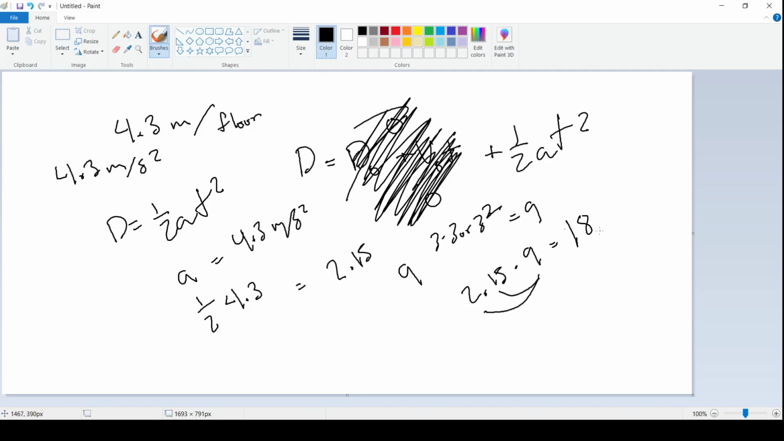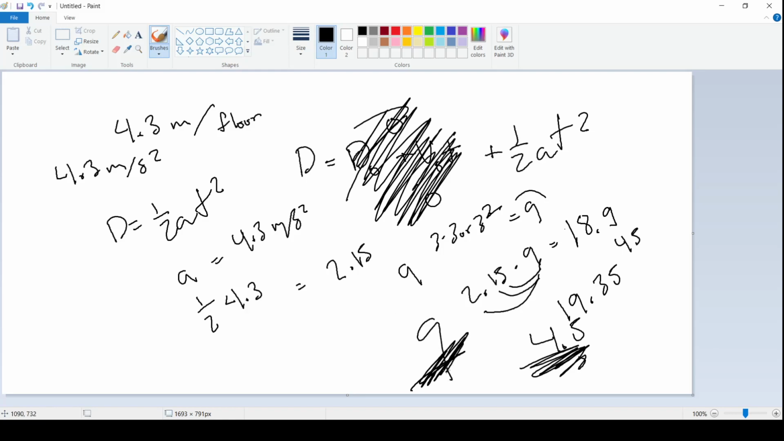Okay, so let's take this. So 0.9. Now let's add this one. 0.5, that'd be 0.45. So in reality, we have 19.35. Now let's take 19.35 divided by 4.3. It's 4.5. The answer's not 4.5. It's like 9 or something. Where are we getting these numbers?